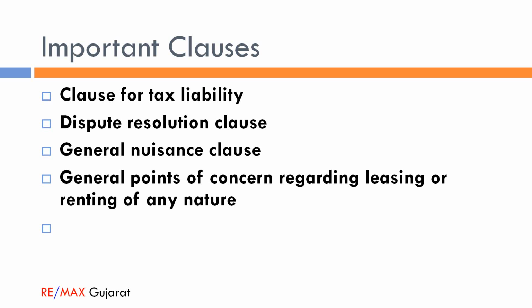So, general points of concern regarding leasing or renting of any nature. Apart from the above mentioned clauses, the tenant and landlord should be aware of other basic and peculiar details of their legal relationship imposed by law. For instance, a tenant should be aware of the fact that a landlord's permission is required before initiating any major changes to the property. The occupant should be wary of clauses allowing for automatic increase in rent, arbitrary amendments to the existing terms of the agreement by the landlord, and any provision that permits the landlord to enter the property at any time.